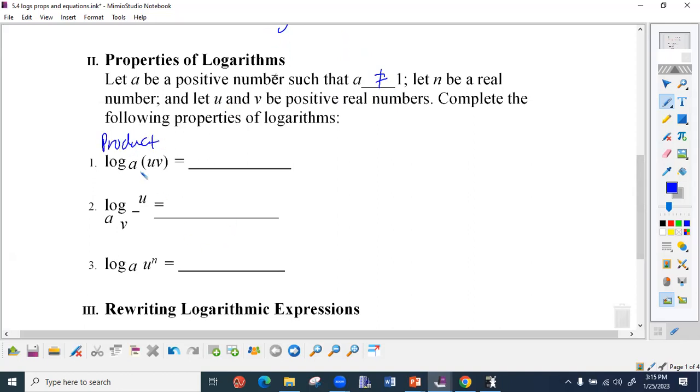Anyone want to take a stab at why it's called product? Multiply. Do we not see U times V? Yes. So this is called our product property. When we had two exponents being multiplied, what did we do to their powers? We add them. So when we have two arguments being multiplied, guess what we do to their logs? We add them. So it becomes log base A of U plus log base A of V.